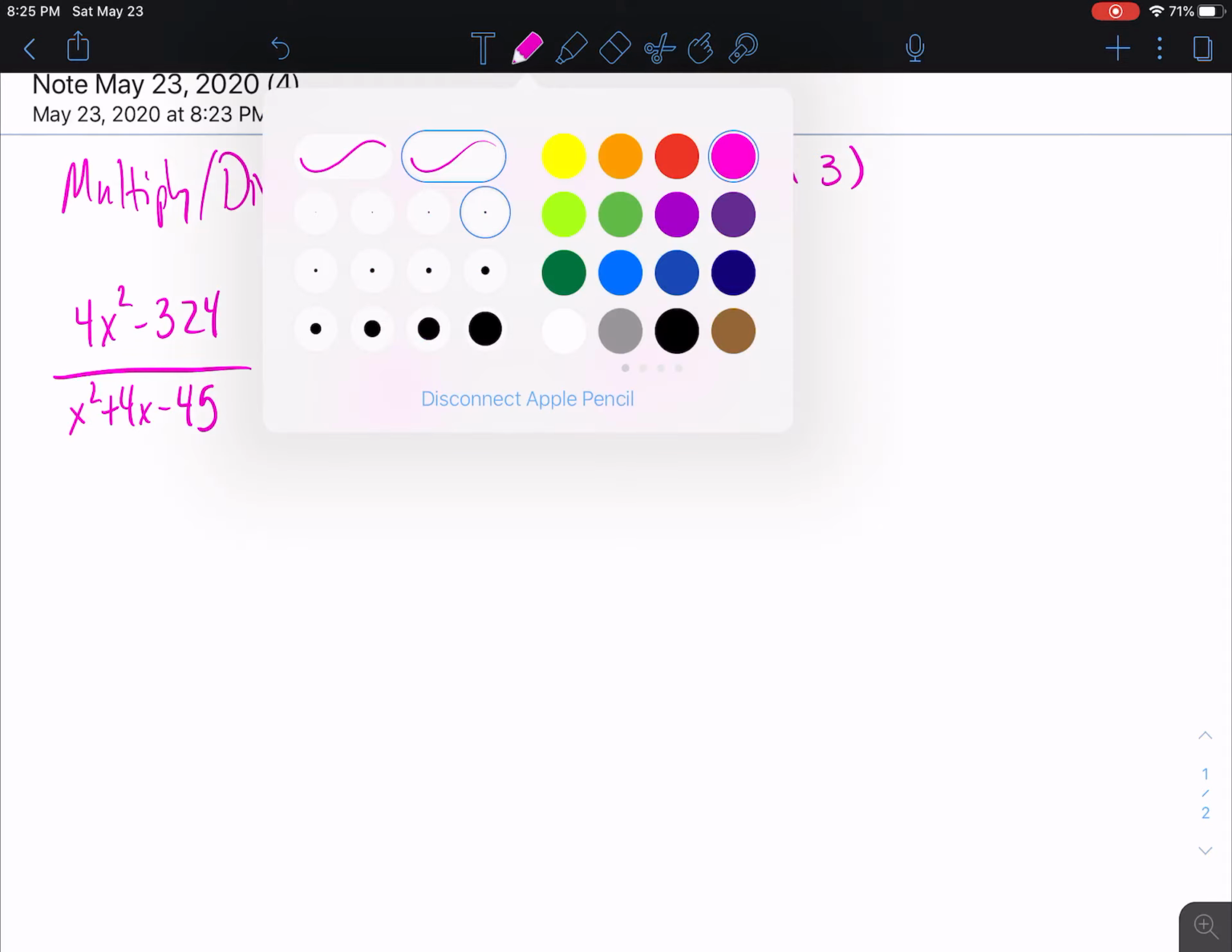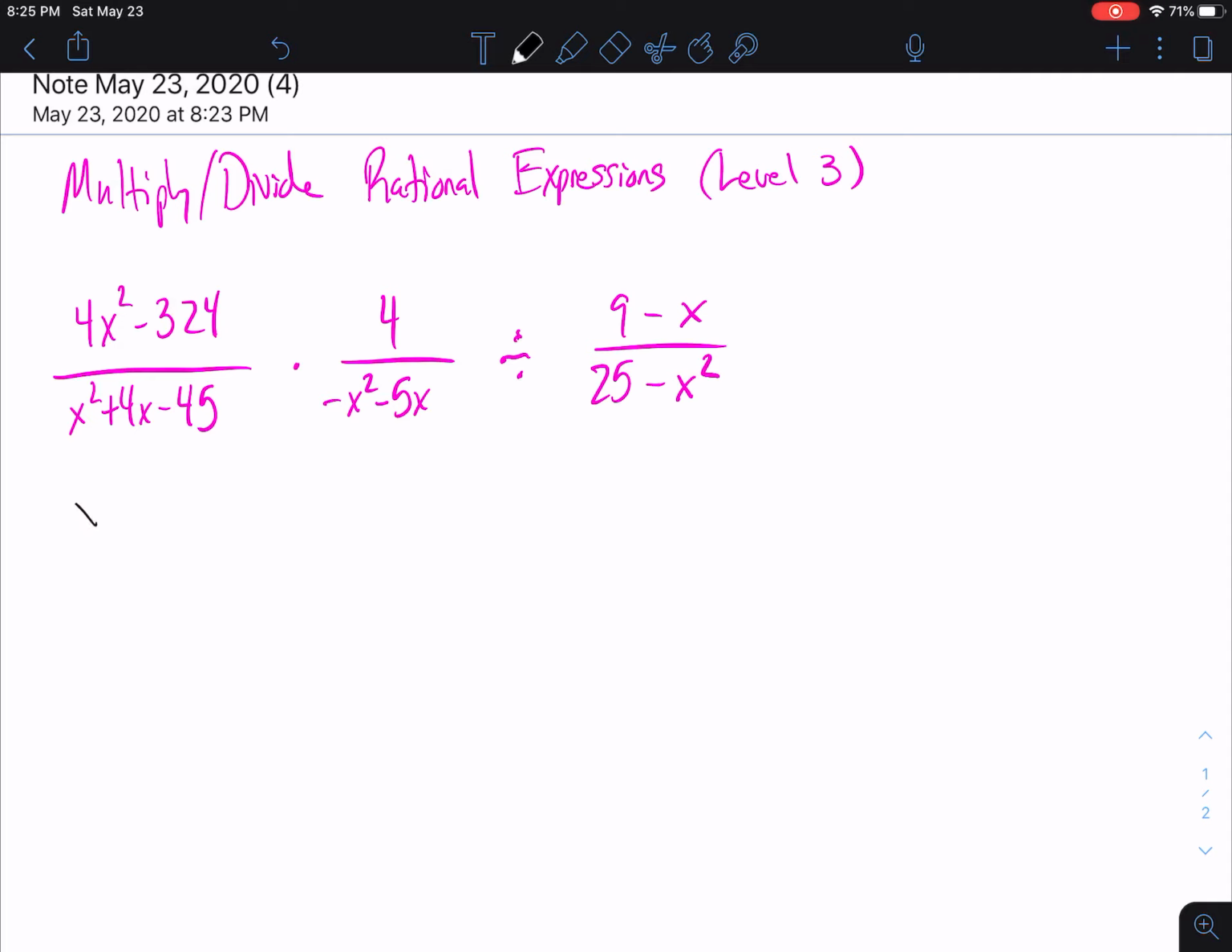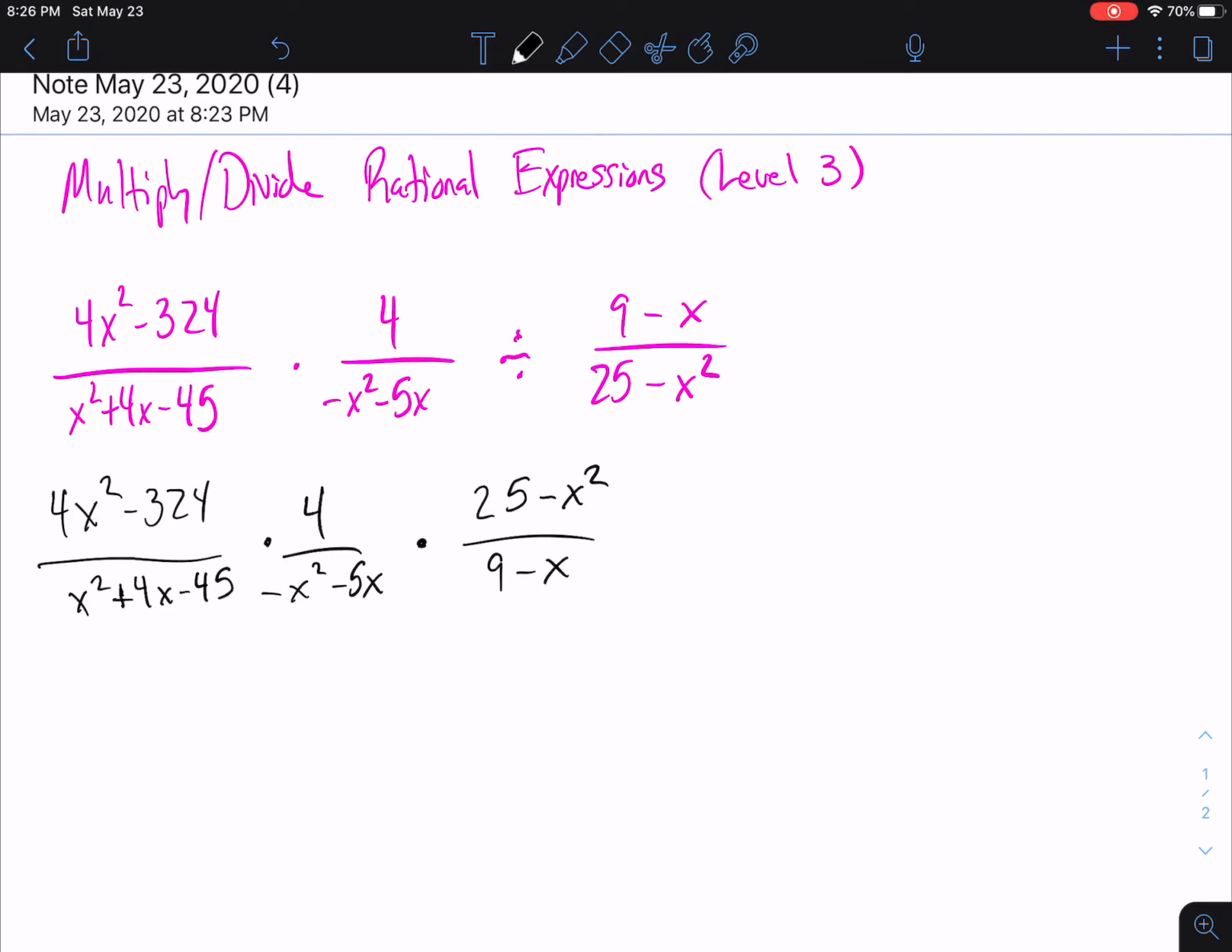So what I recommend our first step being is we're going to rewrite the first fraction. Nothing to do there. And just want to note, when you have division, you're only changing the fraction after the division. So if the first operation had been division, we would only change the 4 and then the negative x squared minus 5x. We wouldn't change both after. Okay, so you're just really changing to the right of the division symbol. So we're going to keep this 4 over negative x squared minus 5x, and then we're going to change to multiplication again, because remember, this only works for multiplication. And we'll go with 25 minus x squared over 9 minus x.